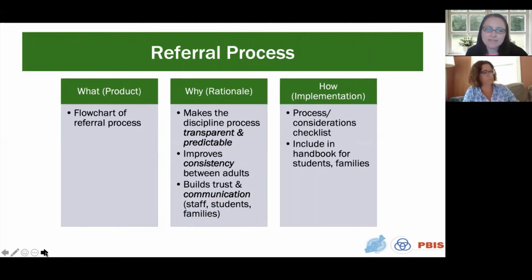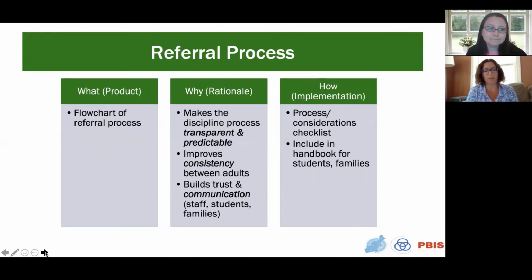Yeah, right. So important. The flowchart helps keep the element of surprise away, right? And so once we create this referral process, we want to really make sure that we're sharing it with students and families so that it promotes transparency and trust. So a lot of schools will incorporate this into their student or family handbook, for example, or include it on their website.